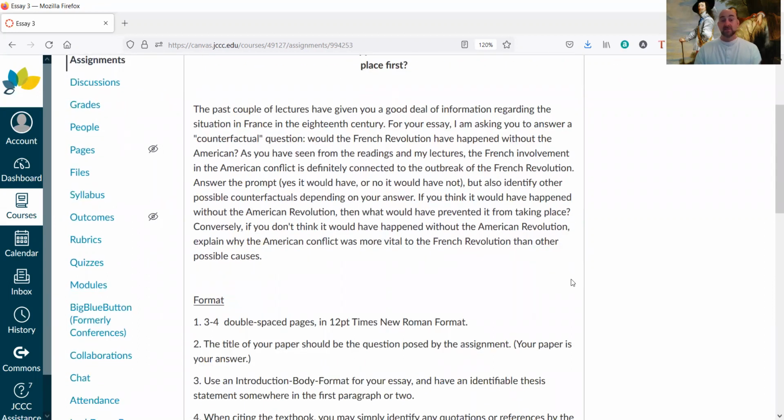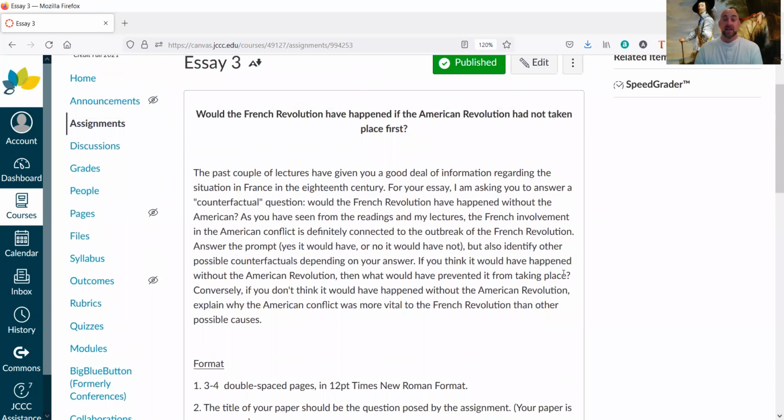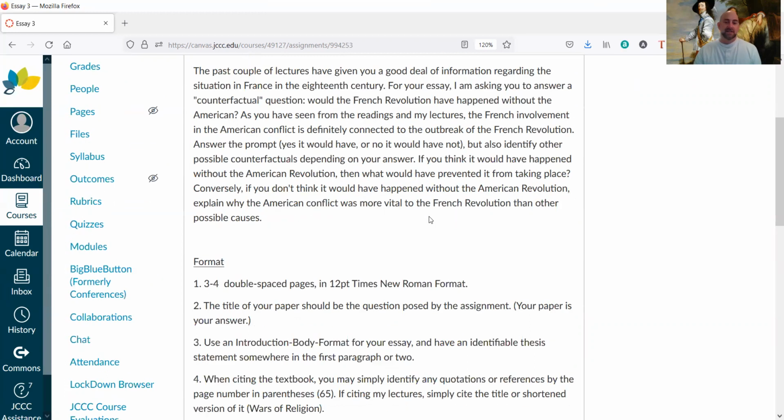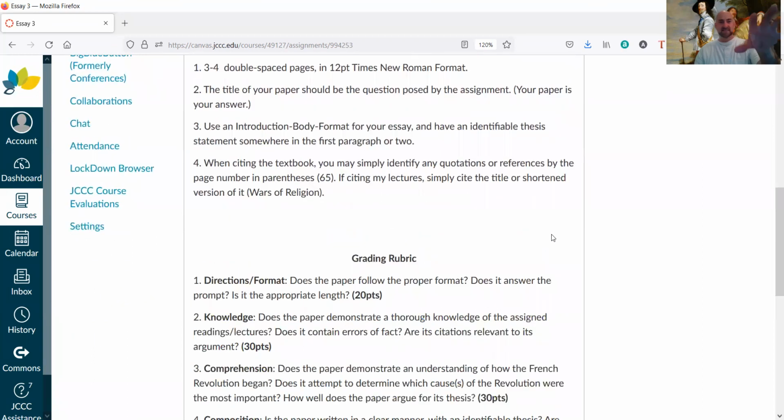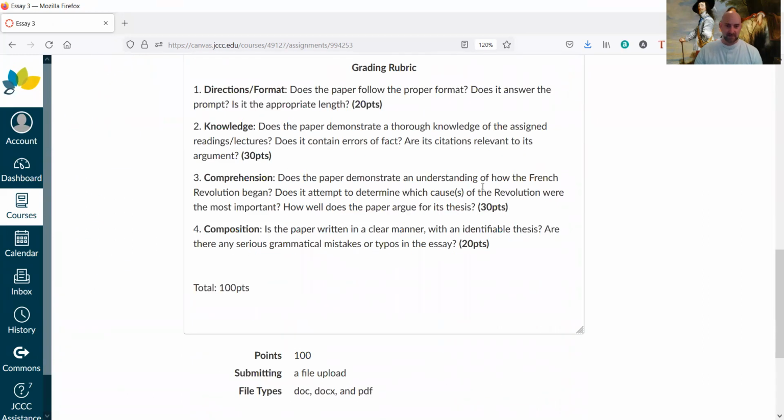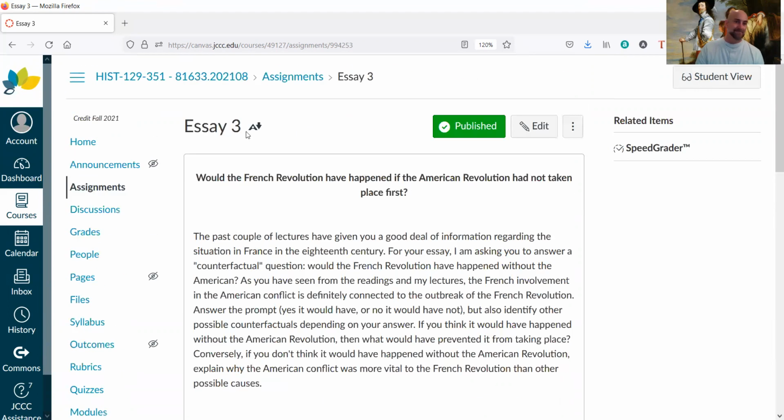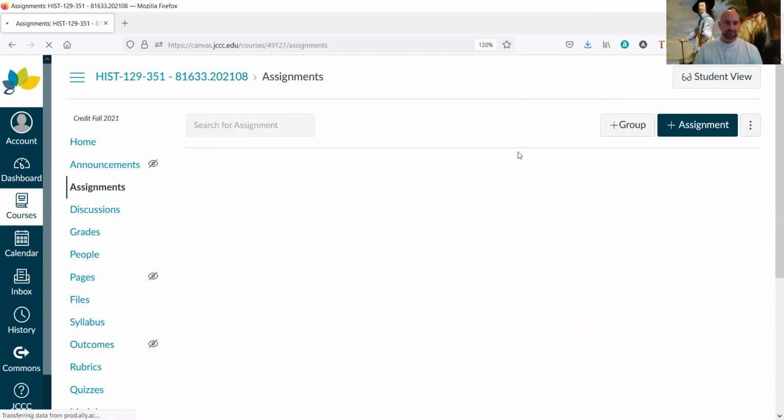And again, it depends on your answer. If your answer is yes, it would have happened anyway, okay, what causes would have made it happen? If no, explain to me why the American Revolution was so important. Why was it more vital to the French Revolution happening than other causes? I think we'll get some pretty interesting answers there. Again, same stuff. The comprehension part of the rubric is different for each essay, but all basically the same. So those are your 3 essay assignments.